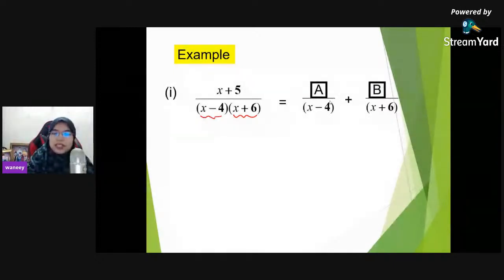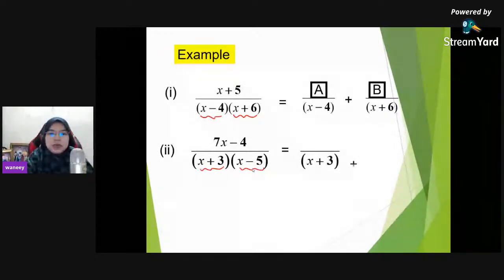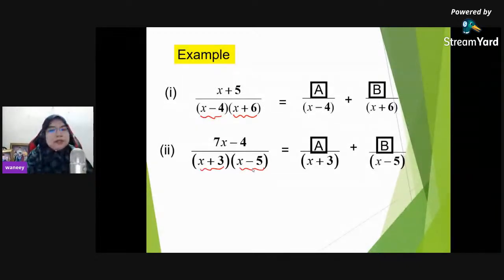So our job is to actually calculate the values of a and b. Second one, we have 7x minus 4 over x plus 3, x minus 5. Again, this is linear, this is linear. So we separate them into two fractions: something over x plus 3, something over x minus 5. Both of them are linear, so we can put a constant: a over x plus 3, b over x minus 5. And of course, again, our job is to calculate the values of a and b.